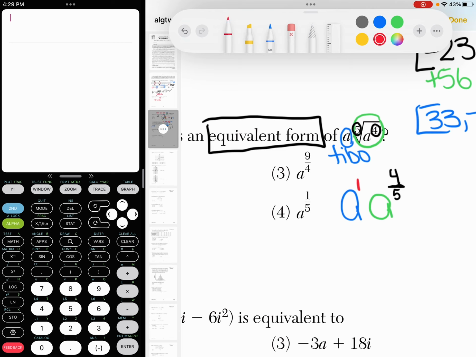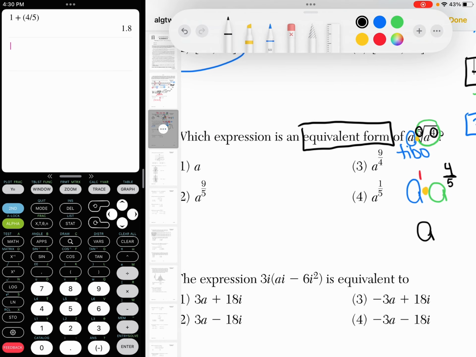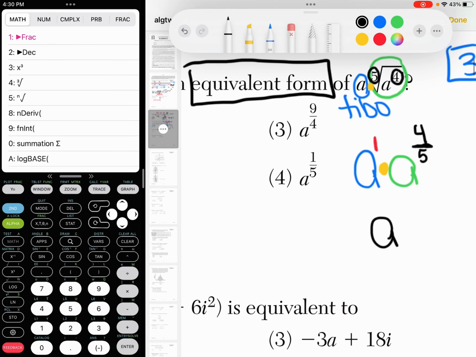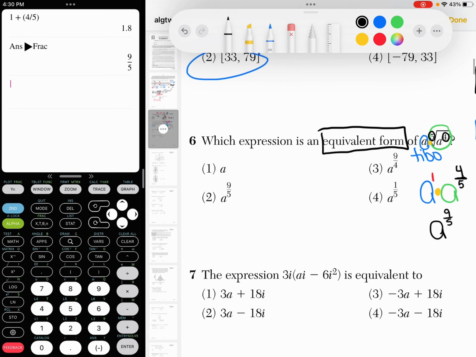So now I have 2 A's. These A's are being multiplied together. I can see because there's no symbol between them. That's what tells me they'll be multiplied. So to multiply variables together, the rule is to add the exponent. So I'm going to do 1 plus 4/5. And I get 1.8, which doesn't help me because look at my choices. So I'm going to press math, enter, enter, and I get 9/5. So that means that my answer is going to be A to the 9/5, which is choice 2.